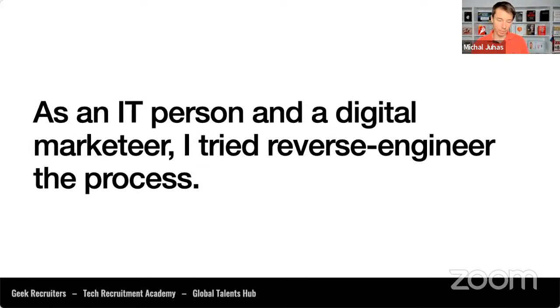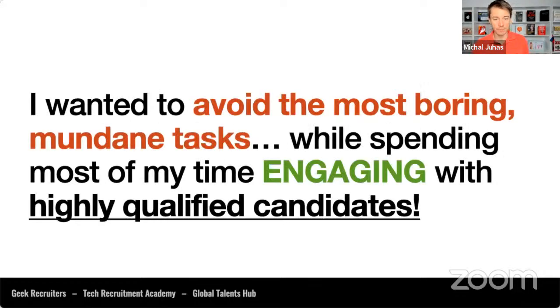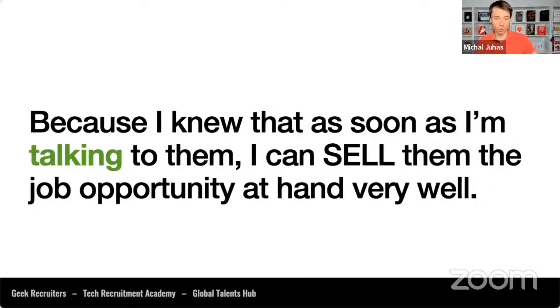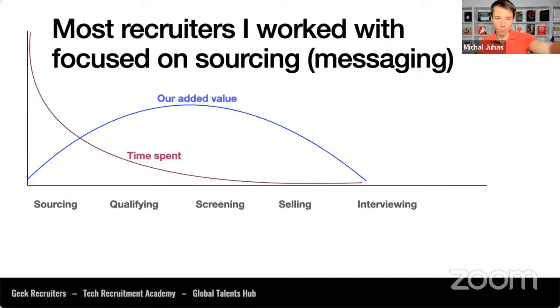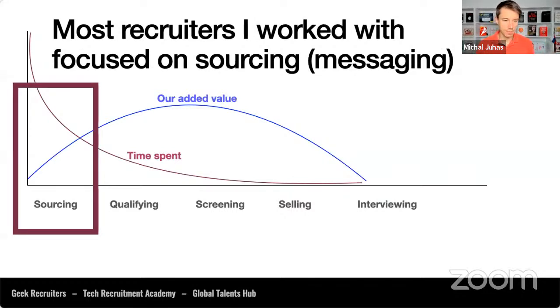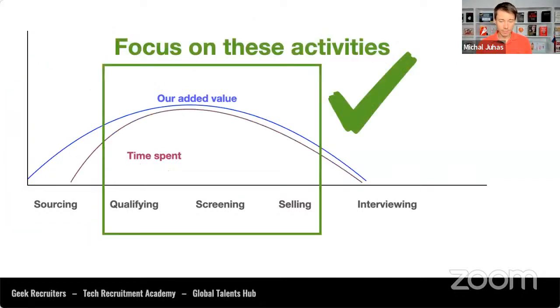As an IT person and a digital marketeer, I tried to reverse engineer the process. I wanted to avoid the most boring, the most mundane tasks while spending most of my time engaging with those highly qualified candidates. Because I knew that as soon as I'm talking to them, I can sell them the job opportunity at hand very well. Most recruiters I worked with focused on sourcing, on messaging. As you can see on this chart, a lot of time is spent with the sourcing activity, but the added value is usually in the following steps: in qualifying candidates, matching them with the right opportunities, screening them, selling them those opportunities. This is not the most efficient use of our time. I wanted to focus on these activities like qualifying, screening, selling, matching, pitching.